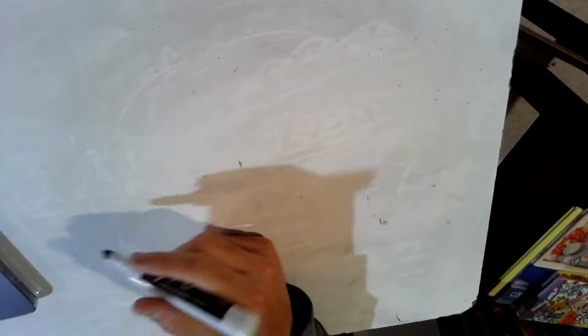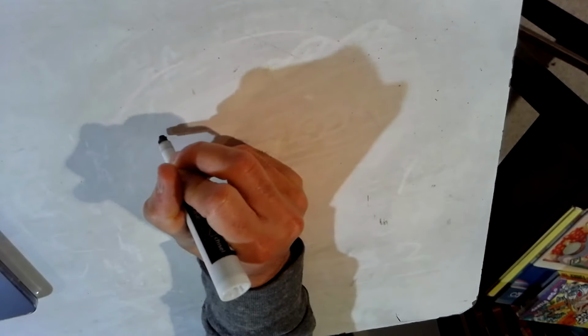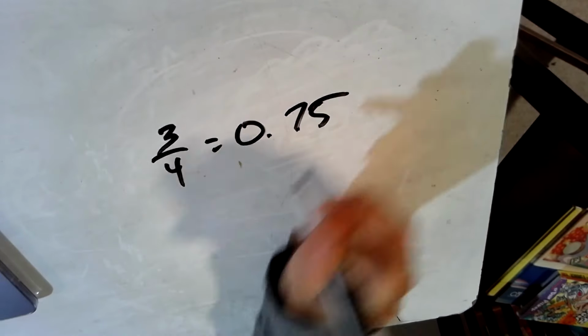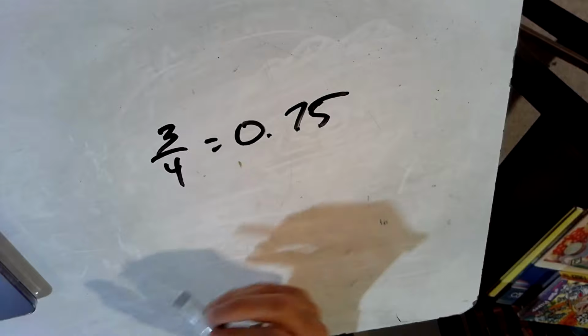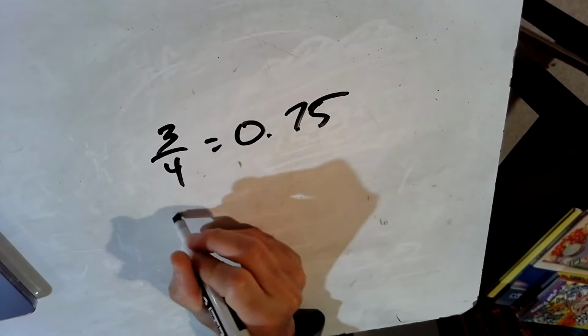Here's a super duper short review of equivalent fractions. Equivalent means equal. And so, for example, let's look at 3/4. We know that's the same as 75/100, right? So all these other fractions would be equivalent to 3/4 or 75/100.